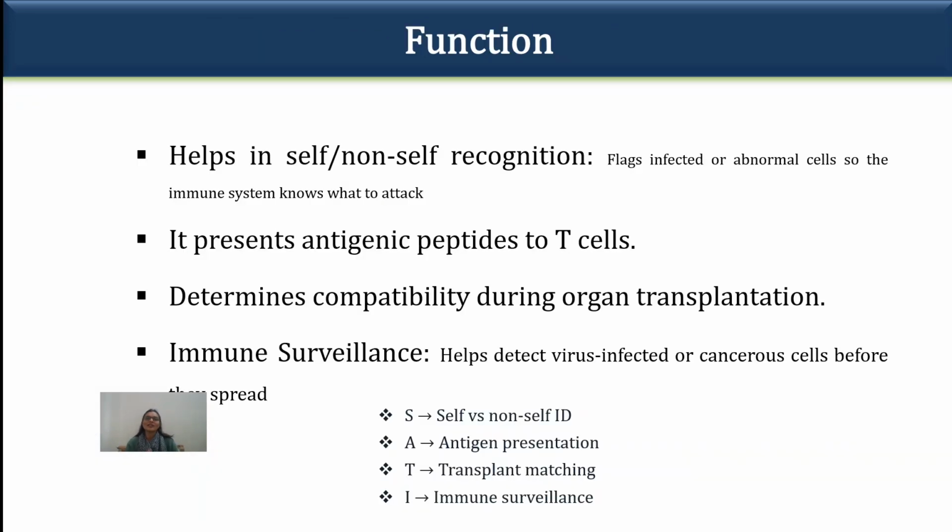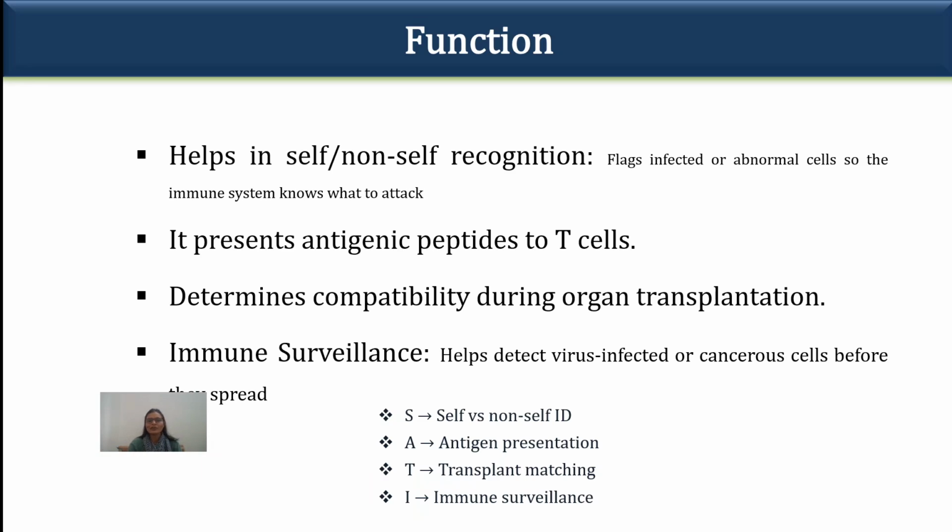So let's discuss the general functions of the MHC molecule. It helps in self and non-self recognition. It means it distinguishes between self and non-self, and it flags infected or abnormal cells so that the immune system knows what to attack and what not to attack. It presents antigenic peptides to the T cell. We all know that the T cell cannot directly recognize the pathogen. It requires a professional antigen presenting cell. Through that, the MHC molecule can present the peptide fragments of the antigen.